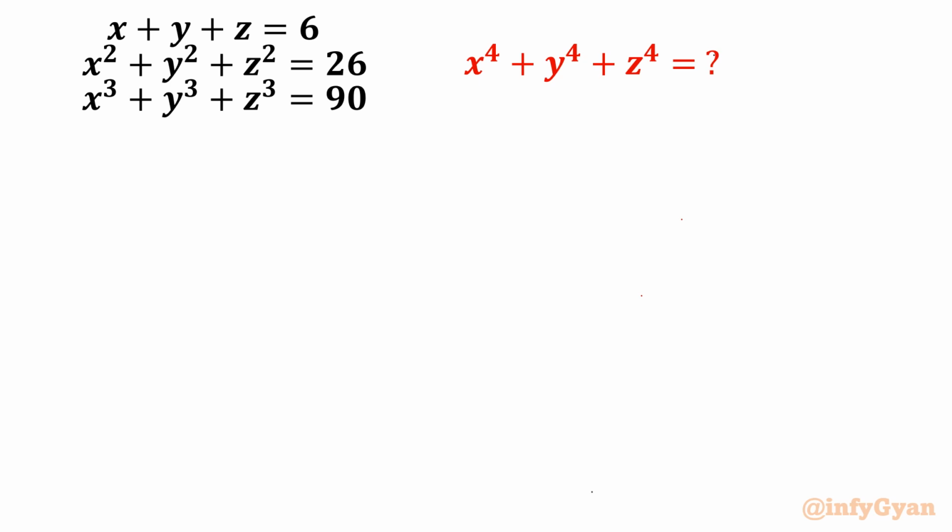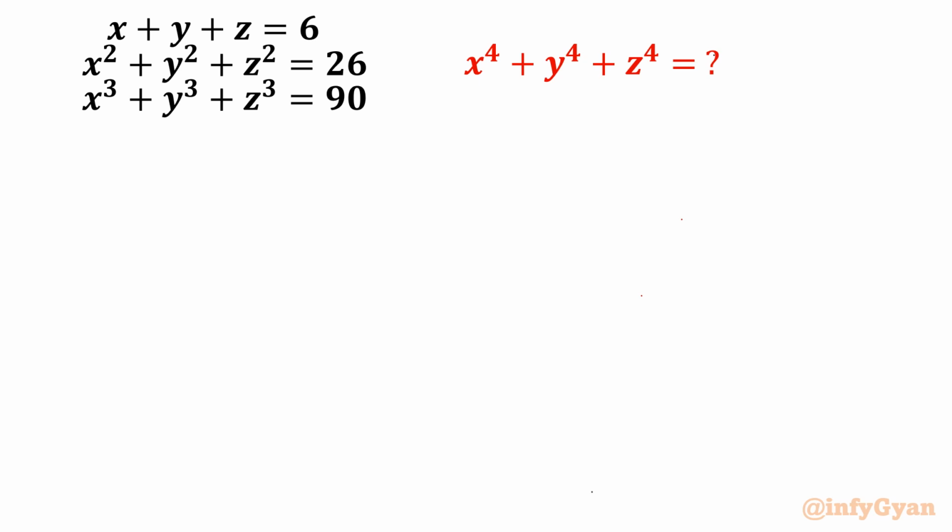In this very exciting video, we are going to solve one system of equations, or simultaneous equations. The equations are x plus y plus z equal to 6, x square plus y square plus z square is equal to 26, x cube plus y cube plus z cube equal to 90. We have to find the value of x power 4 plus y power 4 plus z power 4.